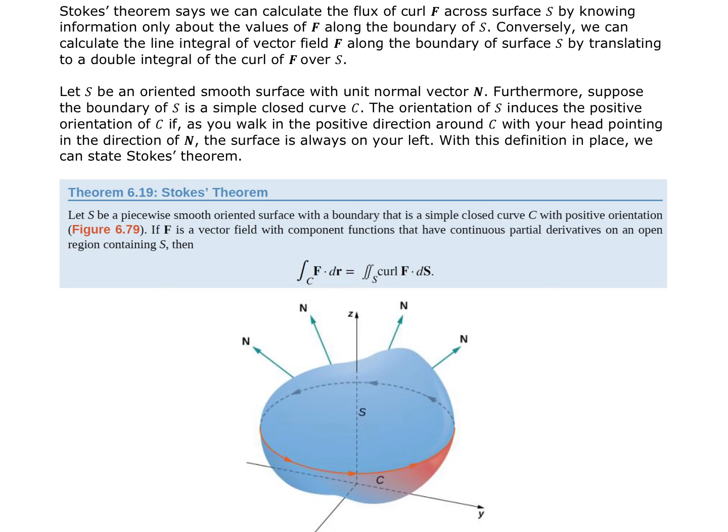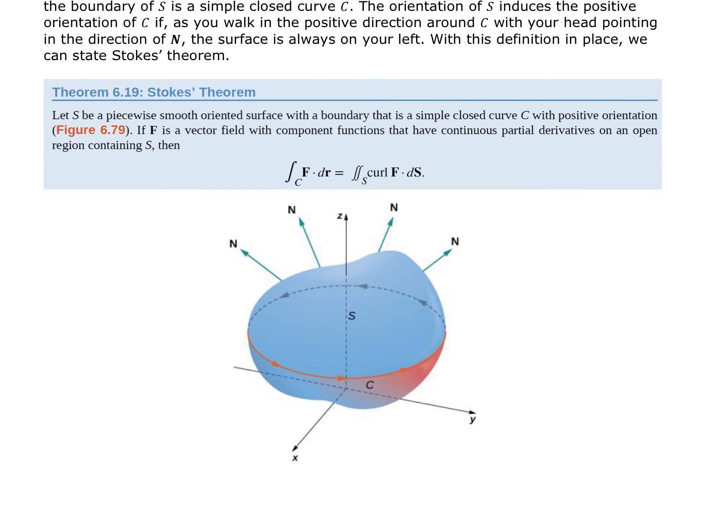Stokes' Theorem says, let S be a piecewise smooth oriented surface with a boundary that is a simple closed curve C with positive orientation. If F is a vector field with component functions that have continuous partial derivatives on an open region containing the surface S, then the integral over the curve of F dotted with dr, this is the dot product, is equal to the double integral over the surface of the curl of F dotted with dS. So this is the orientation that we were talking about.